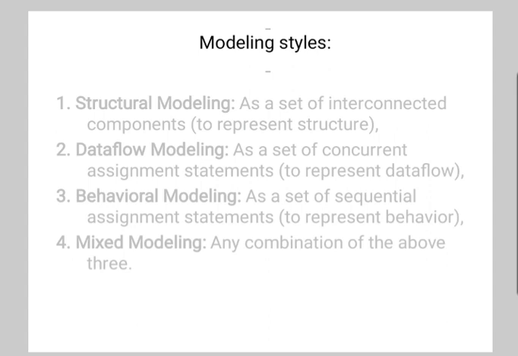So first is modeling styles. What is the style of modeling? The style, or the ways in which functionality of the design is described, are called styles of modeling. Basically there are three styles, that is data flow, behavioral and structural, and there is one more, that is mixed modeling. But basically there are three only: data flow, behavioral and structural modeling.